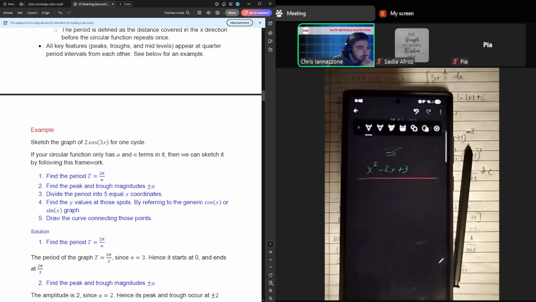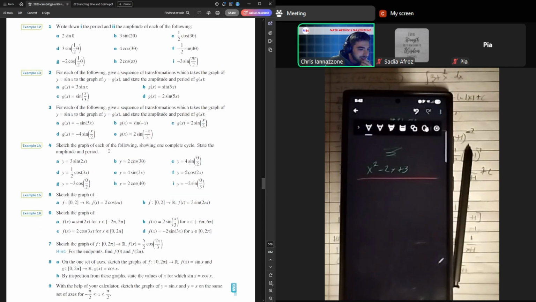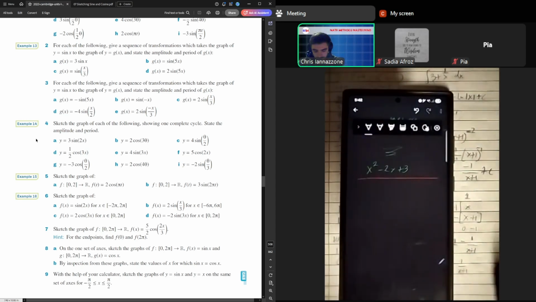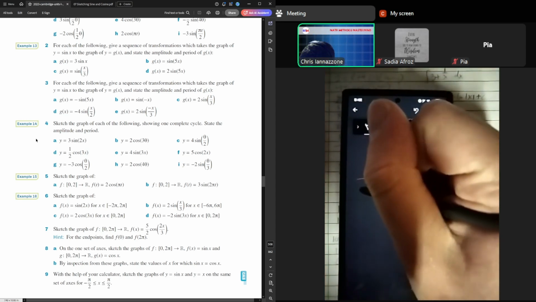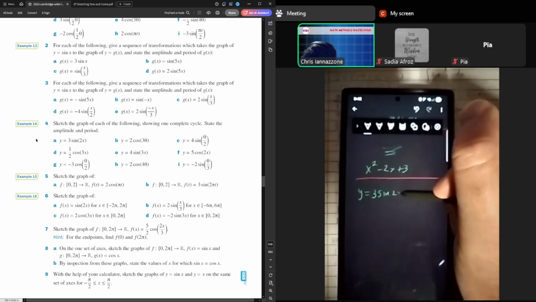Okay. Now we're going to do it live. So let's give one of these a shot. Kind of a similar scenario here. For A, we're going to do 3 sine 2x. We're going to try and sketch that. Y equals 3 sine 2x.